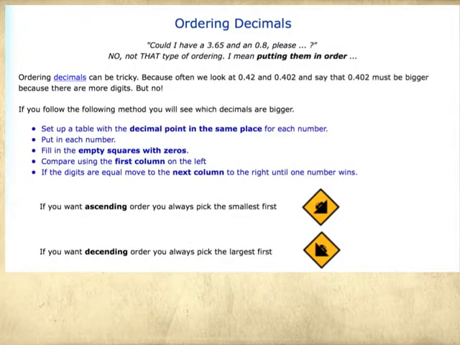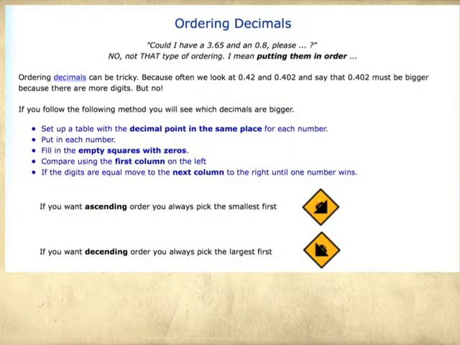When it comes to ordering decimals, we want to put them in order, but you have to be careful. It says here we look at 0.42 and 0.402, and we think that this one has to be bigger because it's got more digits, because 402 would be bigger than 42. That's not how it works though. If you follow this method, you'll have a really easy way of ordering your decimals. We're going to set up a table with the decimal point in the same place for each number, put in each number, fill in the empty squares with zeros, and then compare using the first column on the left. If the digits are equal, we move to the next column to the right until one number wins.